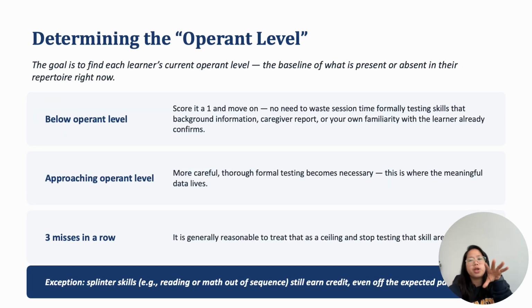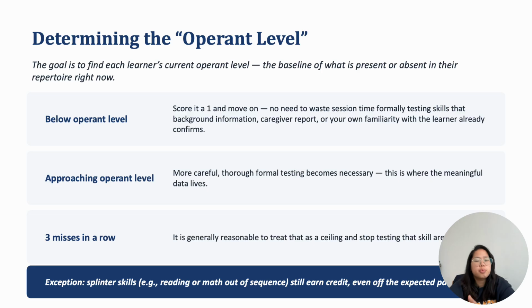So the whole point of the milestones assessment is finding each learner's actual operant level. What's really there in their repertoire right now, and not what you assume is there. For example, below operant level: if an item is obviously below their skill level, like if they already have a score in M6, score the M5 item 1 right away and move on.